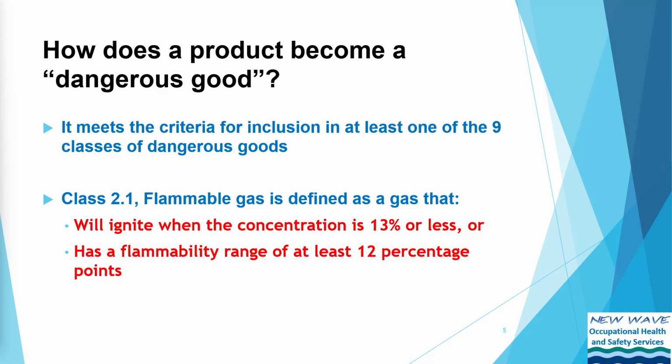Returning now to our discussion about how a product becomes a dangerous good, I want to look at the technical criteria for a flammable gas. The regulations define a flammable gas as a gas that will ignite when the concentration is 13% or less and has a flammability range of at least 12 percentage points. If either or both of these criteria are met, the product is Class 2.1 flammable gas. These criteria and more are discussed in detail in our Transportation of Dangerous Goods classification course.